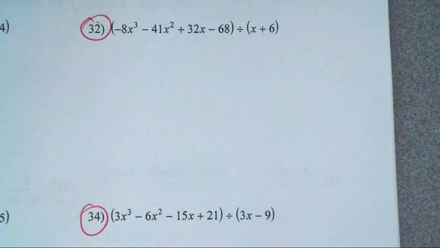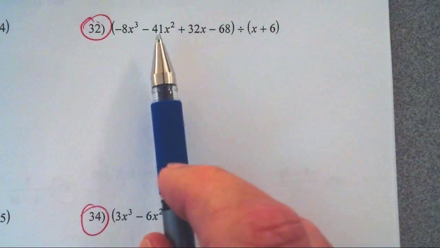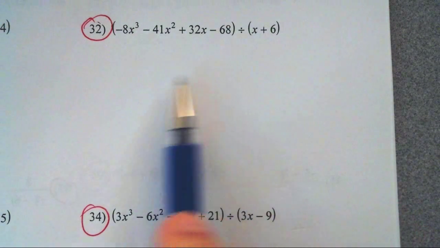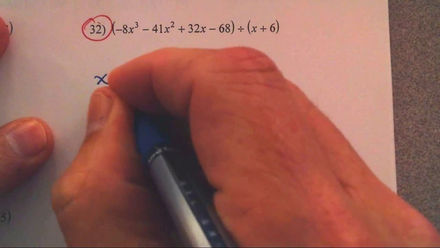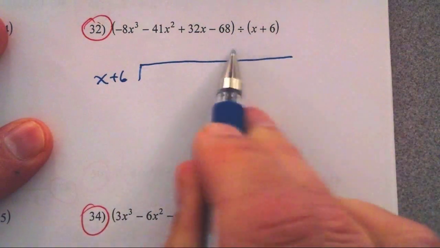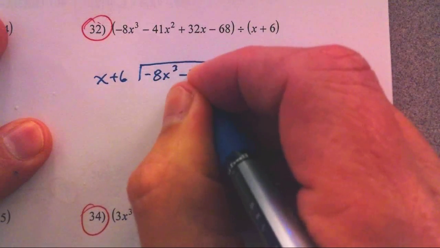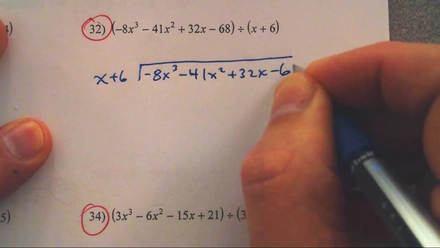Okay, this I don't think you've done before. To long divide these, I'm going to set this up just like a division problem. If this said 73 divided by 8, I'd put the 73 under the little division bar and then divide by 8. So I'm going to put x plus 6 out here. I'm going to leave room over the top. I've got to have some room to write above this. And I'm going to put negative 8x cubed minus 41x squared plus 32x minus 68.